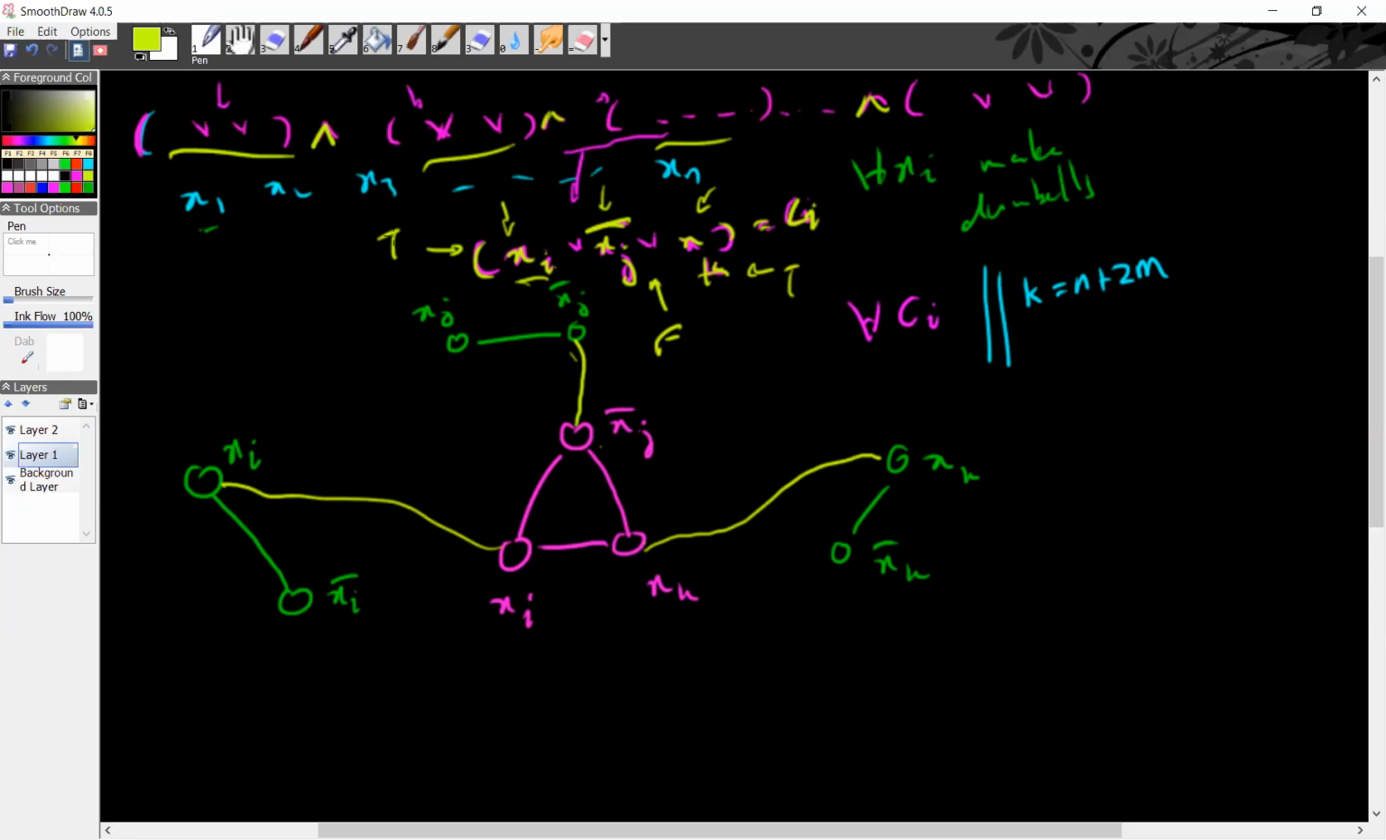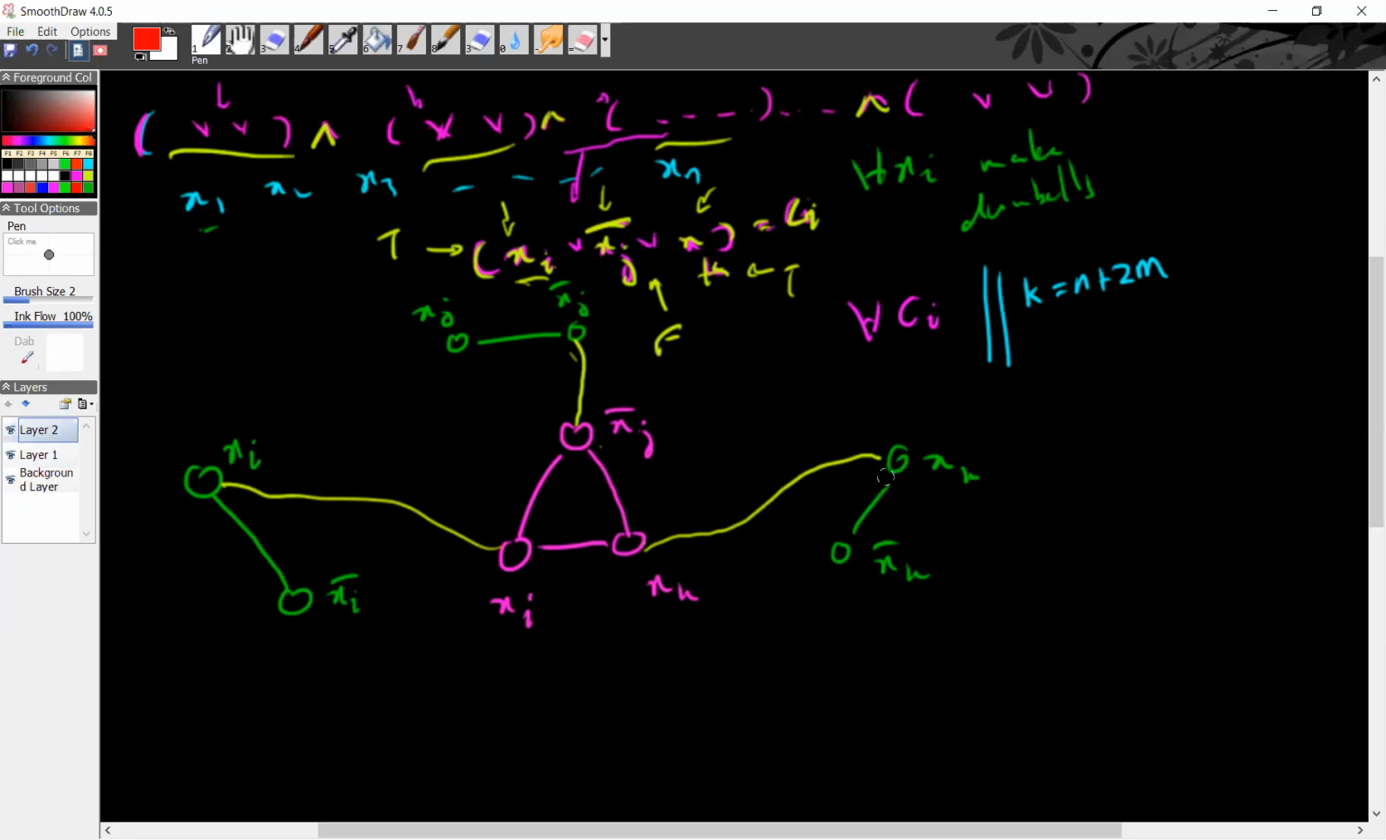But the point is that we need to ask ourselves, what should we include in the cover? You know that there is going to be some satisfying assignment. There exists some satisfying assignment. So fine, let's talk about that. The way that we're going to put nodes in the cover now: we know that we need to put, for every dumbbell, at least one node in the cover.